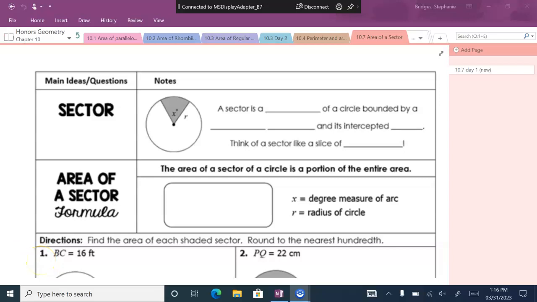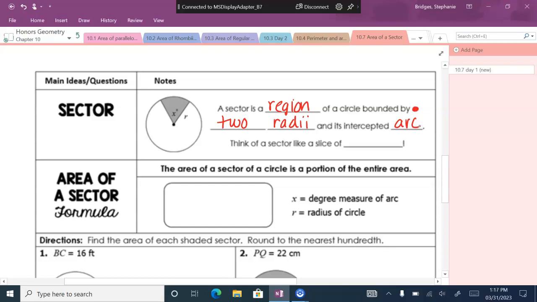But a sector is a region or an area of a circle bounded by, that should not be, there should not be an A there. It is bounded by 2 radii, that's plural for radius, and the intercepted arc.